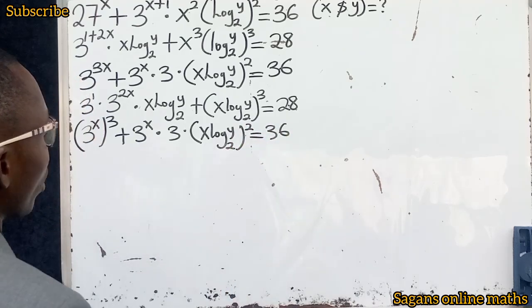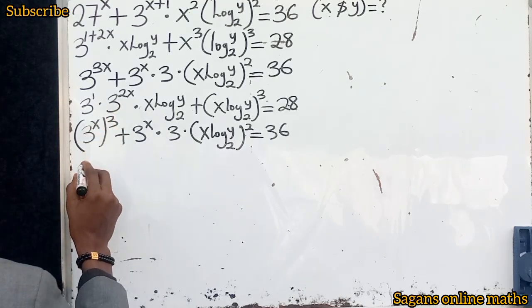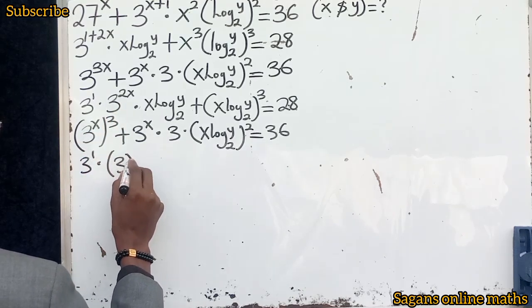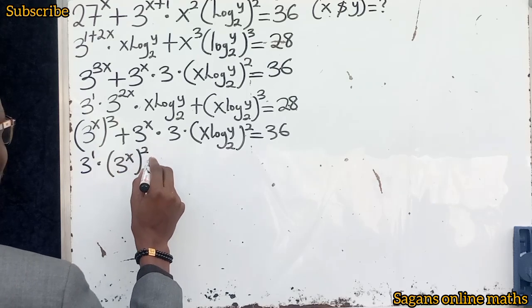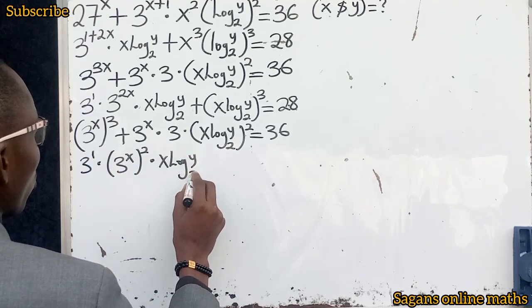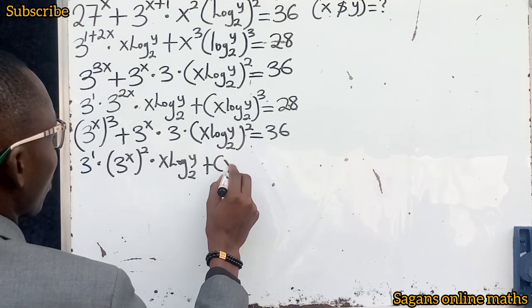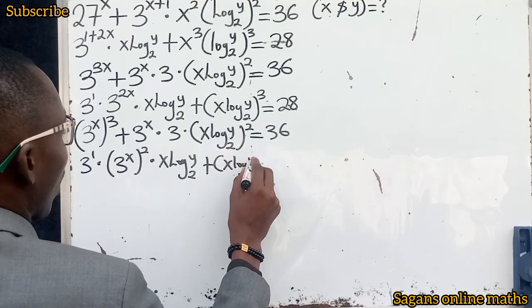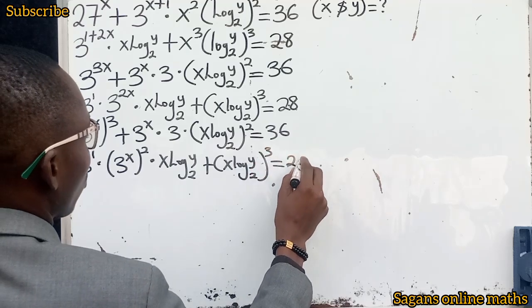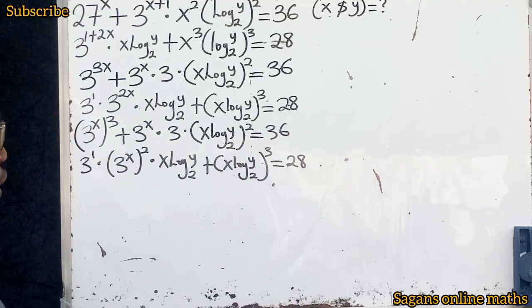36. Okay, and the second one, which is this, is set as 3 to the power of 1 multiplied by 3 to the power of x all to the power of 2, then multiplied by x log y base 2. Okay, plus x multiplied by log y base 2 all to the power of 3 equals 28. Now consider something is common, right?